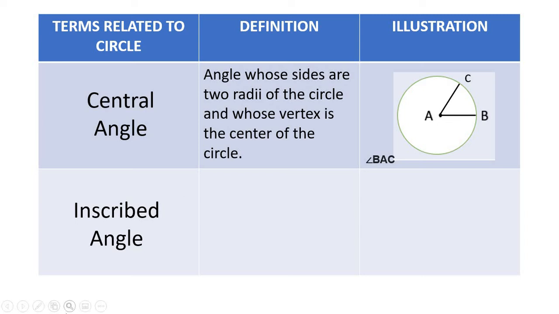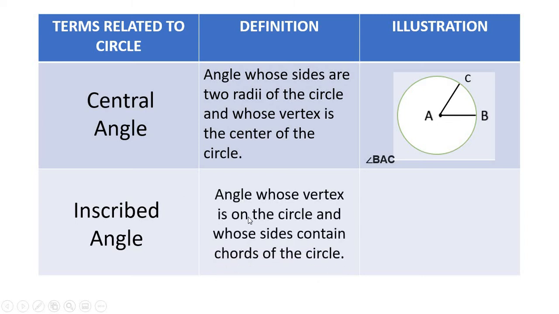Last but not the least is the inscribed angle. Angle whose vertex is on the circle and whose sides contain chords of the circle. So here is an illustration. Yung vertex daw na inscribed angle ay nasa circle. So ang vertex natin for this example is the point O, and whose sides contain chords of the circle. The line segment JO and line segment OY are chords of this circle. So, the angle JOY is an example of an inscribed angle.